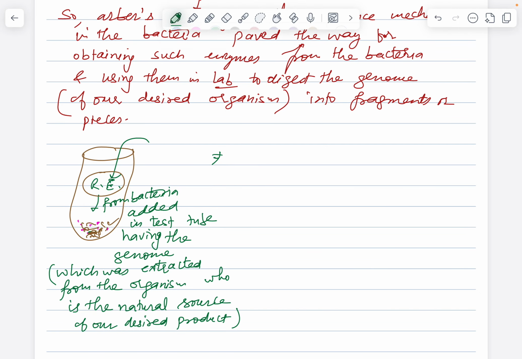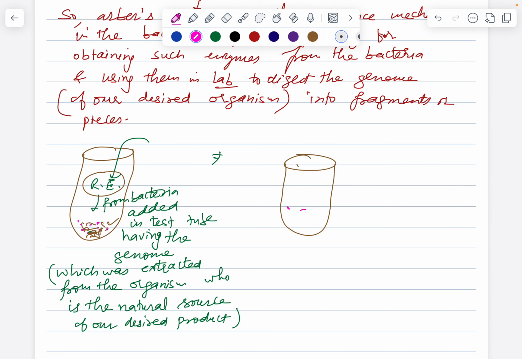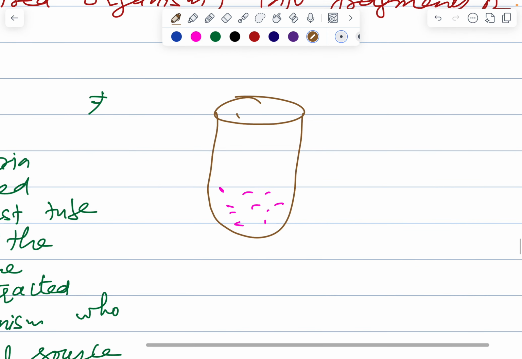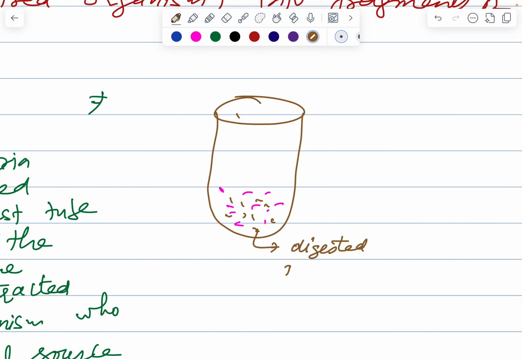Once I do this, the result will be, here's your test tube. What did it have initially? In the buffer solution, DNA precipitates. But now what will it have? Smaller fragments of the DNA. These are now the digested DNA fragments.